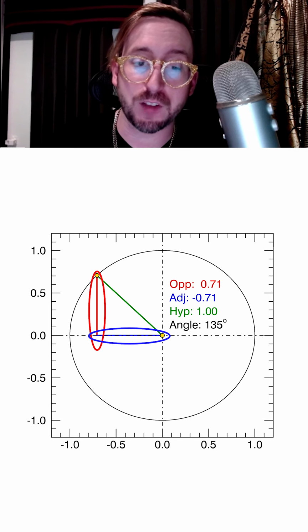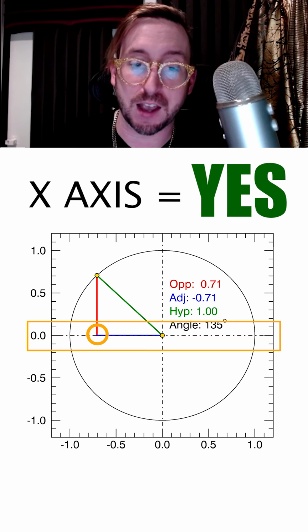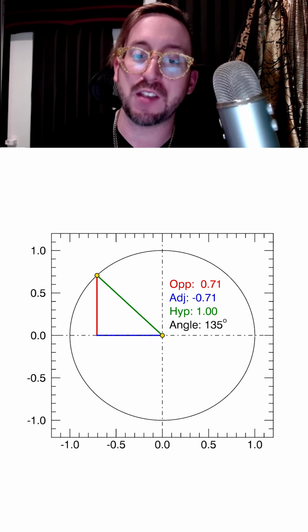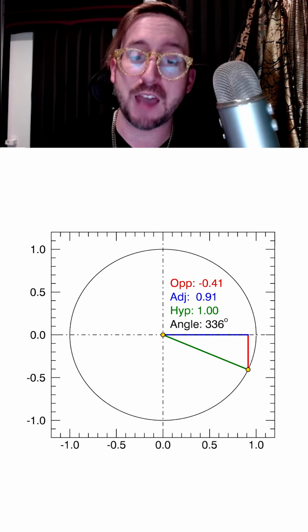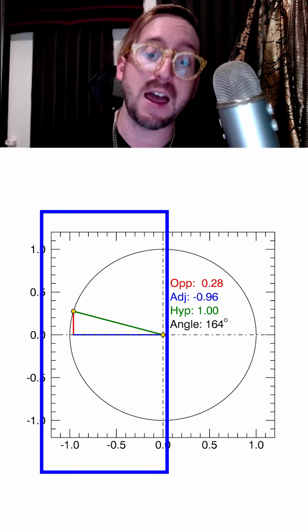The first thing is that the legs of this triangle need to always connect at the x-axis, not at the y-axis. The second thing is that the opposite and adjacent can now be negative. The opposite will be negative whenever it is below the x-axis, and the adjacent will be negative whenever it is to the left of the y-axis.